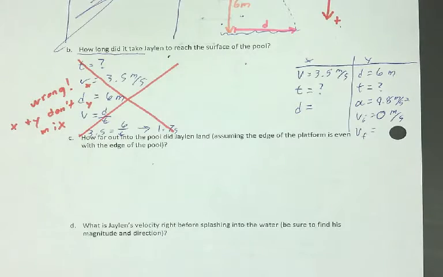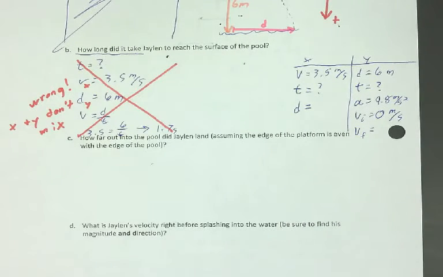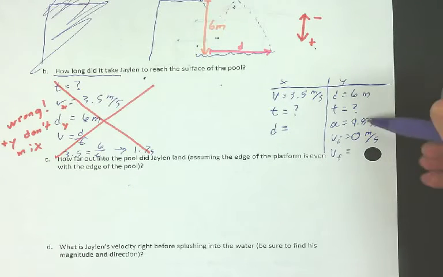Part 2 is solving 2D motion problems. So we got our knowns and unknowns. We got everything set up. Now we're ready to solve. So we're going to use the y direction because that's what I have enough information for. I'm solving for time. I have d, a, and vi.